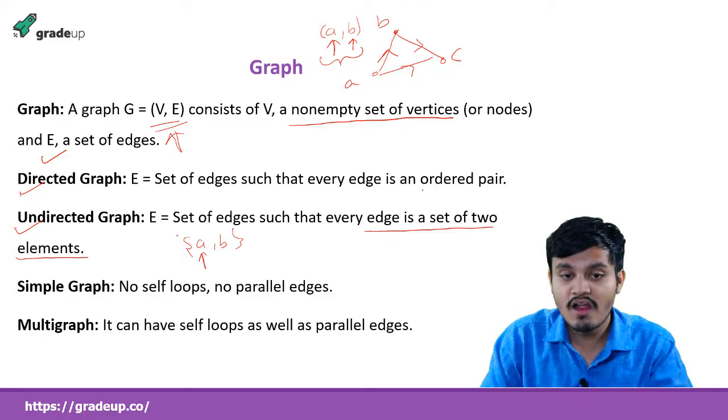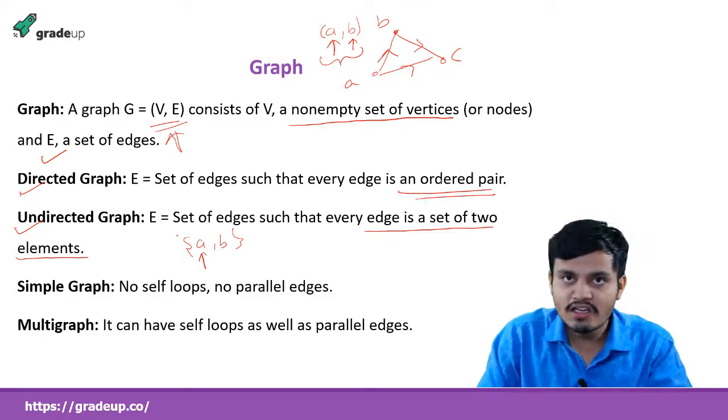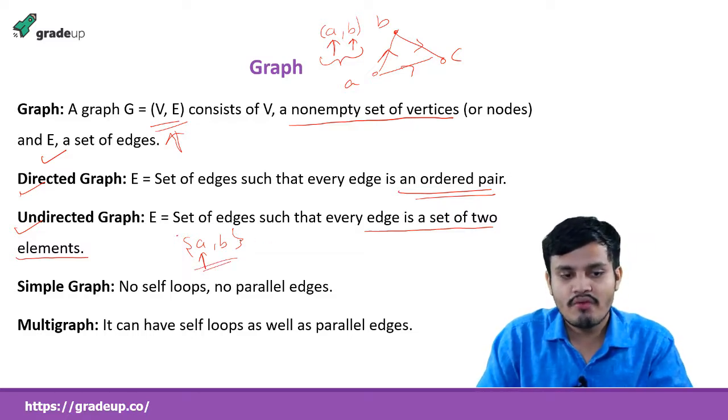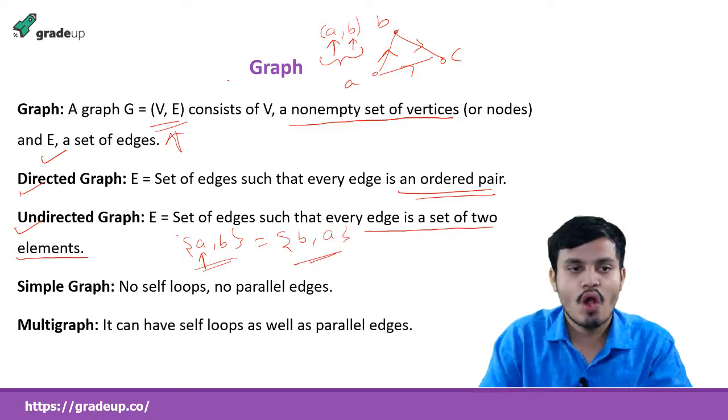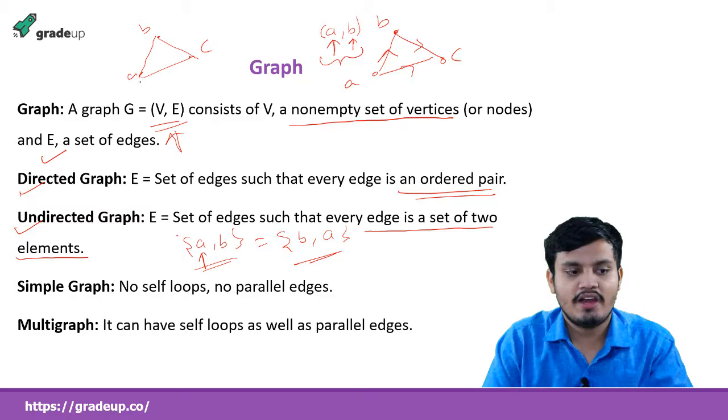Where does order matter? In an ordered pair. When we write an ordered pair, at that time order matters. In a set, order does not matter. So whether I write it like this or like this, both are the same. So how will you draw an undirected graph? Simply draw the edges without any direction.